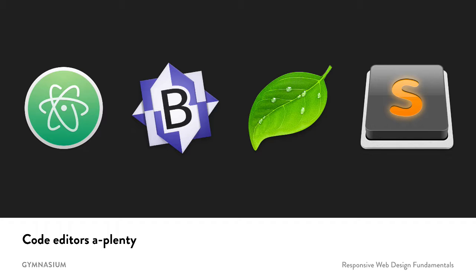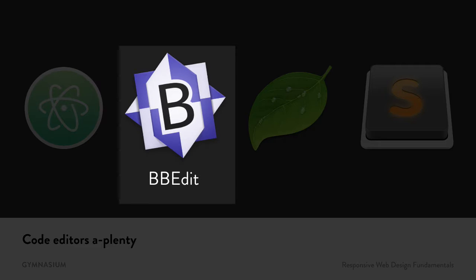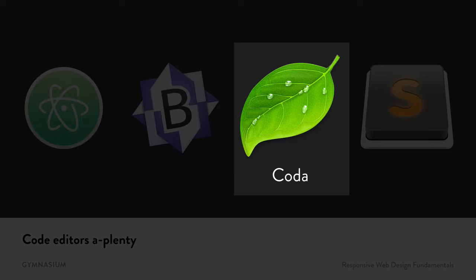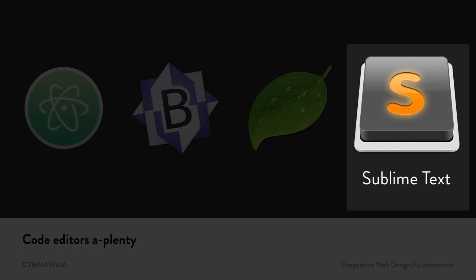you're coding. The second icon is BBEdit, which is Mac only, and while there's a paid version with a full set of features, they also have a free version which has no real restrictions or nagging reminders, which is pretty generous. Next up, there's Coda, which is also Mac only and is one of my personal favorites. And last up is Sublime Text, which is extremely popular.